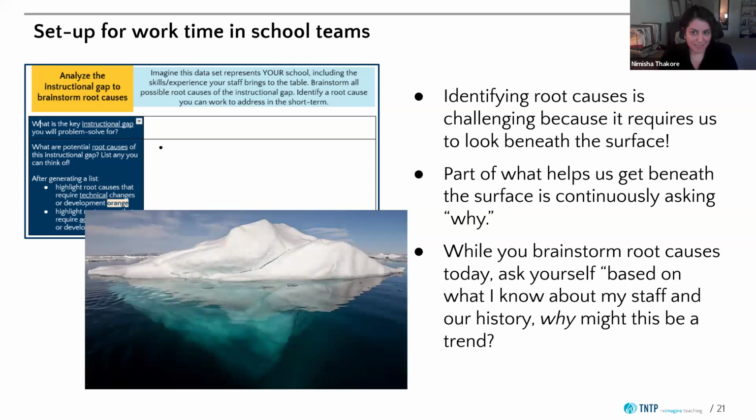Identifying root causes can be challenging because it requires us to look beneath the surface, right? And that can be especially tricky when you're talking about people you know and care about. Sometimes it can be hard to be really honest with ourselves when we know this teacher's working so hard, and I know them personally, I know they're working hard. It can be hard to be honest and say, but they're not doing this right yet, right?